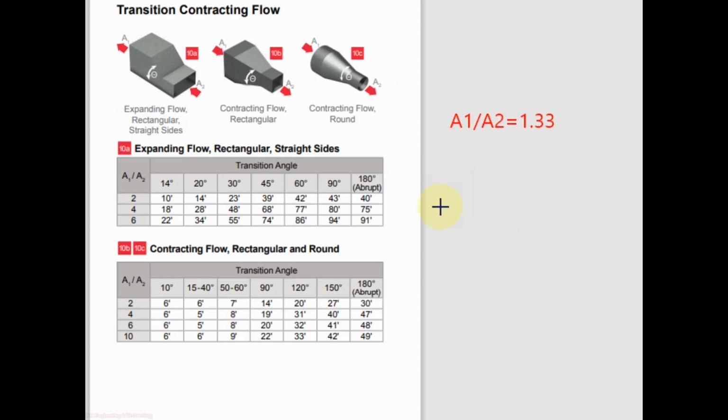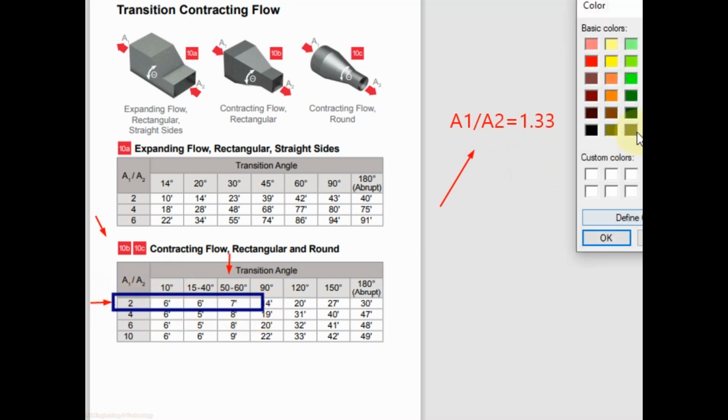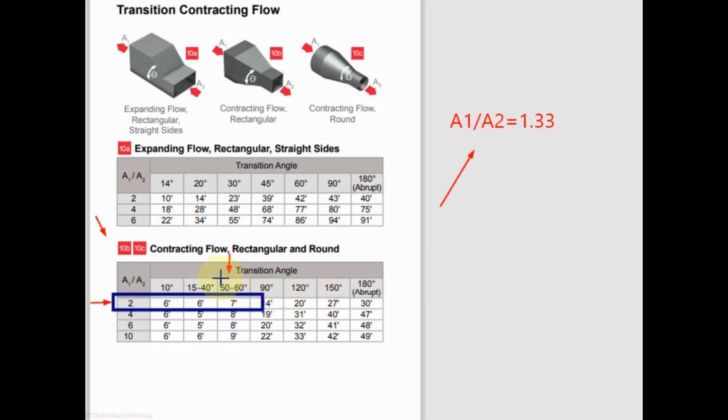We have calculated the A1 by A2 ratio for the reducer, which is 1.33, and the reducer is converging type, so we will use this table. As per SMACNA, for a converging reducer the maximum allowable angle is 60 degrees, so we will select this column for the maximum degree, and for the 1.33 A1 by A2 value we will select this row. So at the intersection of this column and row we find the equivalent length for this reducer, which is 7 feet.